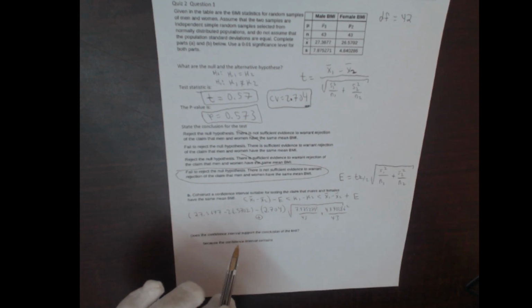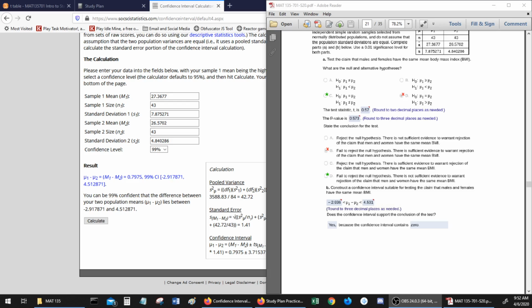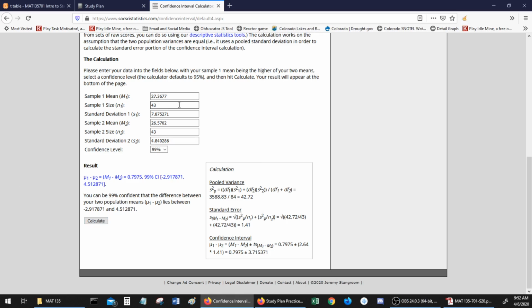get that. So what I did next was I said, okay, I'm just going to look up an online website that'll calculate it for me. And so I found this website right here. I typed in all the numbers, so you can see, I'm going to share this website with you, by the way. So here was the mean, sample size, standard deviation of our first group, mean, sample size, standard deviation of the second group, 99% confidence level, and you can see that they give you the confidence interval right here.